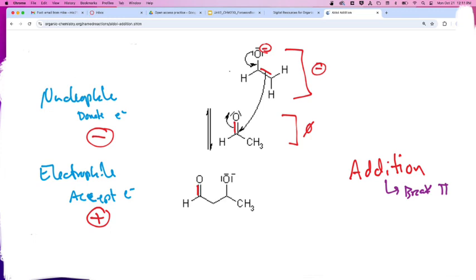Which arrow? Because you're talking about the bottom one. You're talking about this arrow in purple. After it does that arrow, does it have the pi bond anymore? Just that arrow? No. Does this arrow show the formation of a pi bond?